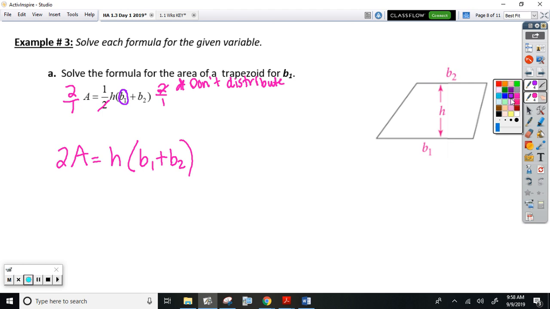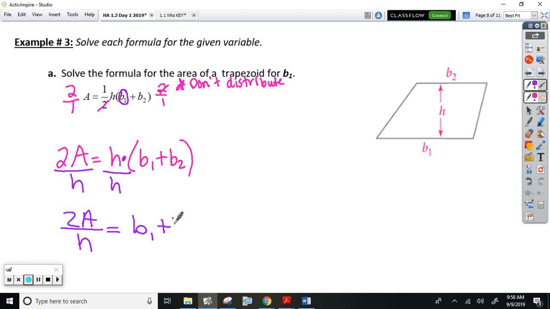So what should I do to both sides to get h on the left-hand side? What operation, Dan? Divide. Good. We see multiplication between these two things. The inverse is division. Always ask yourself that question. What operation do I see? What's its opposite? You now can drop off the parentheses because there's nothing else over there with them. And lastly, if we're solving for b1, I need to undo addition with subtraction.